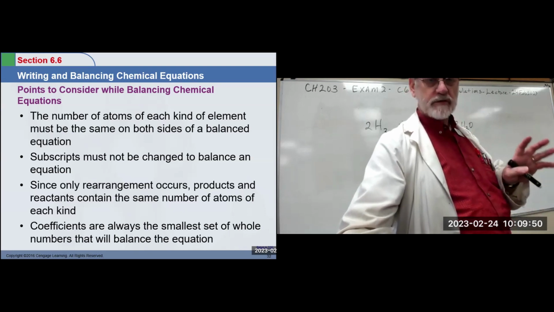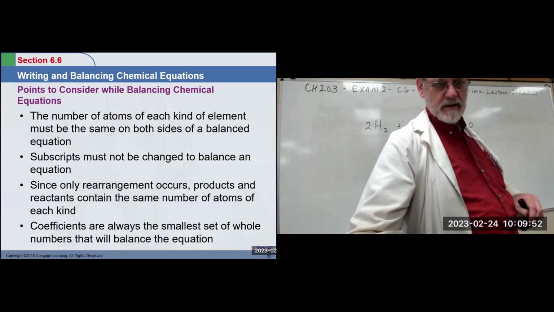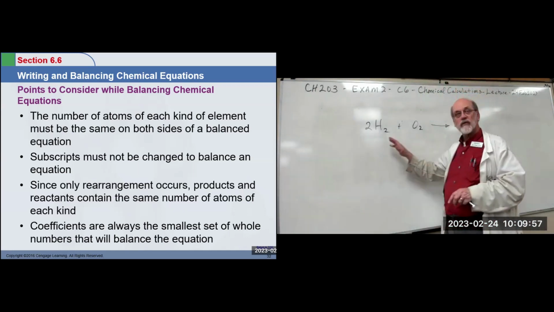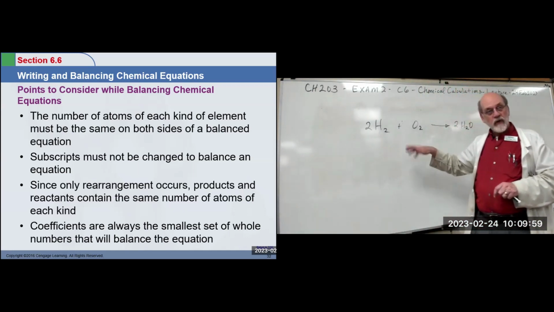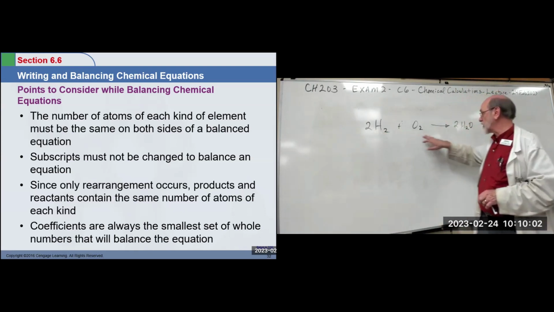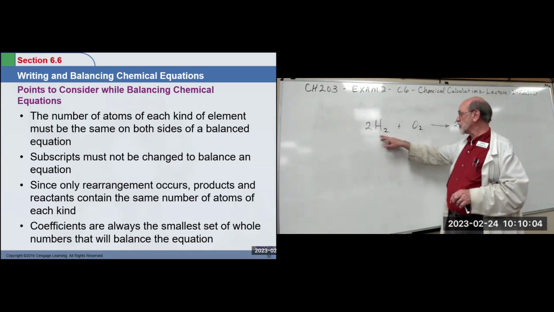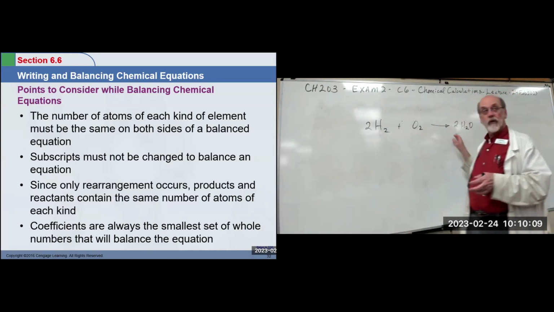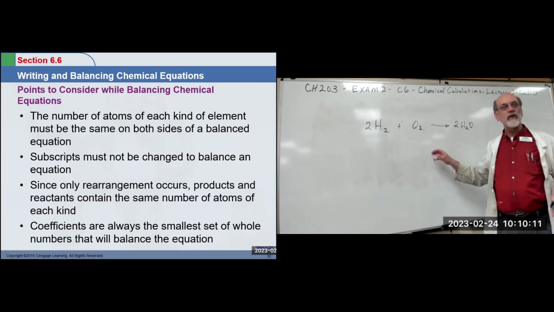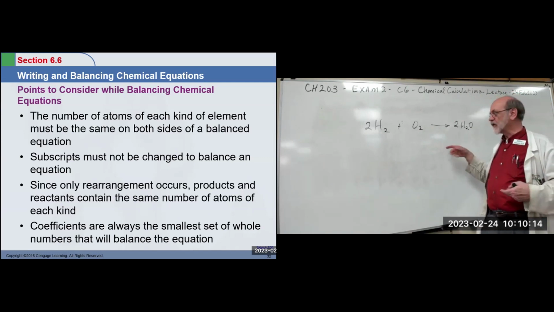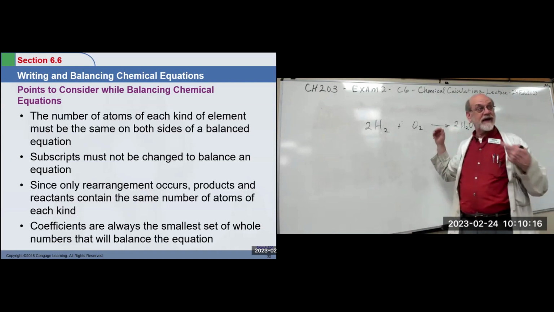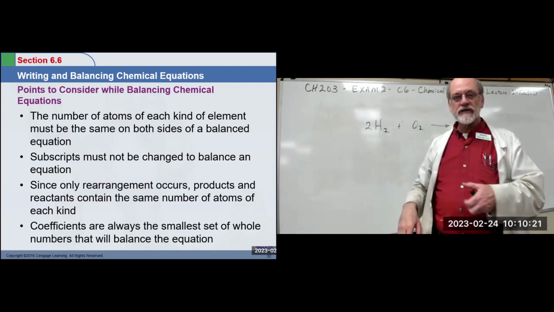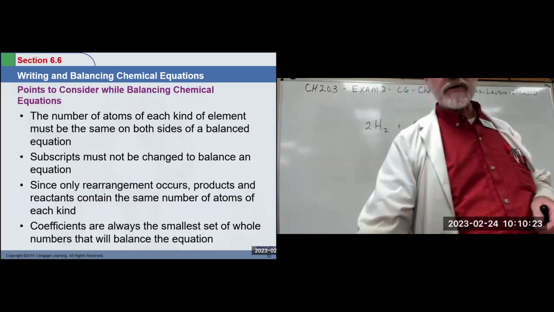These are rules. Subscripts can't be changed. You can only change coefficients. And you want the smallest whole number ratio. Now, the ratio of hydrogen to oxygen to water is 2:1:2. Technically, it could be 4:2:4, which is the same ratio, but we want the simplest whole number ratio. So if we said 4:2:4, you could divide each one of those by 2. So 2:1:2 is the simplest whole number ratio for coefficients.